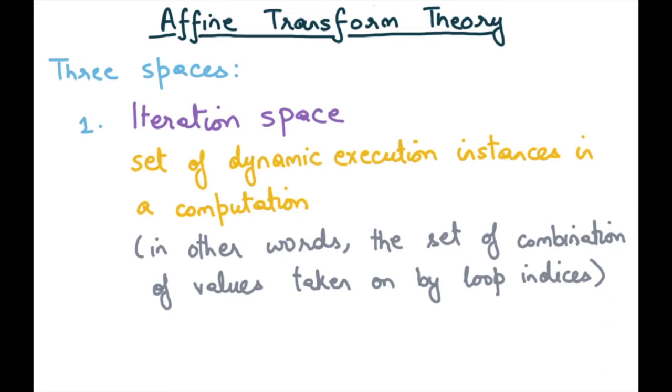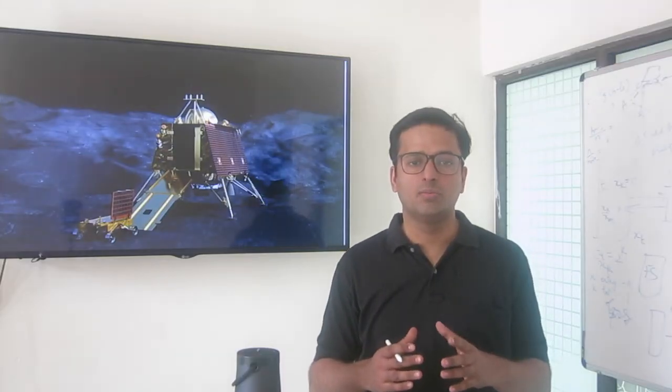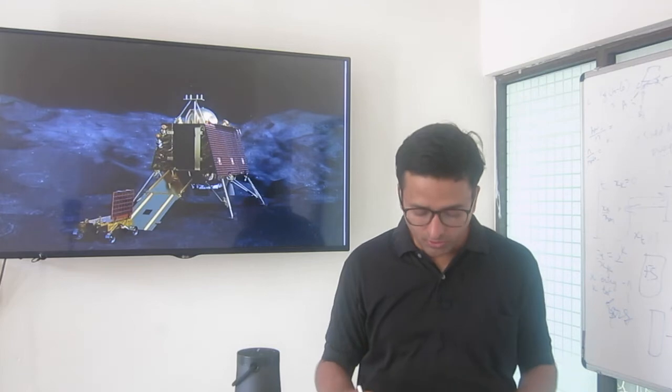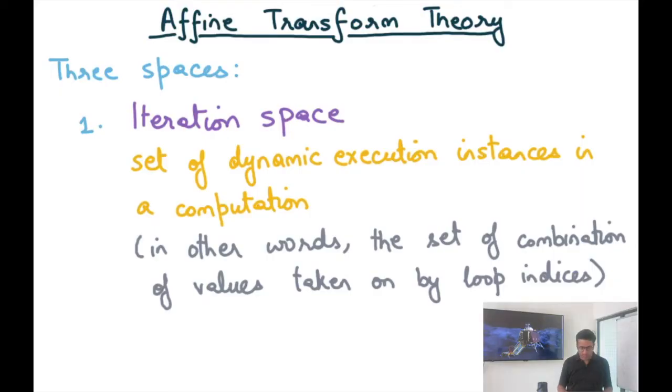Now that we have been introduced to the idea of the polyhedral model, we're going to try and develop a theory for affine transforms. Recall that in the polyhedral model, we are basically talking about affine loops, where the iteration space has some constraints, the accesses to memory through arrays have some constraints, and then there is also the angle of parallelism. To capture this more formally, we're going to define three spaces.